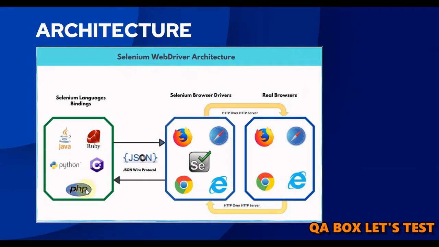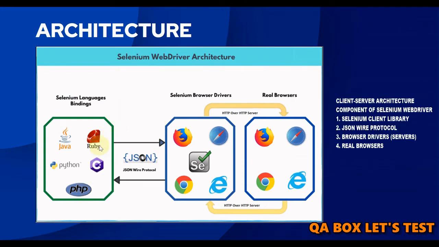What you're seeing on the screen is the architecture of Selenium WebDriver, and you see that there are 4 different components. Selenium language binding, then JSON wire protocol, then these are our browser drivers. These are real browsers. I read somewhere that in future this component would either be obsoleted or replaced by something else. So let's understand each of these one by one.